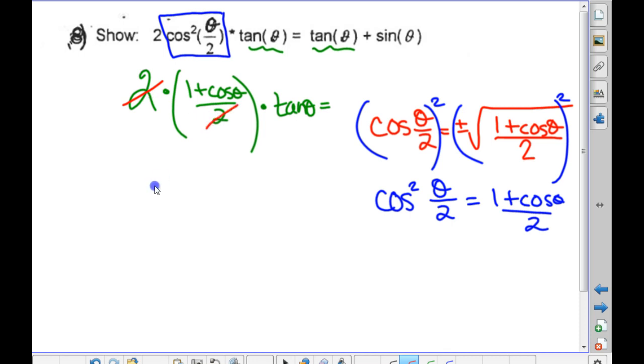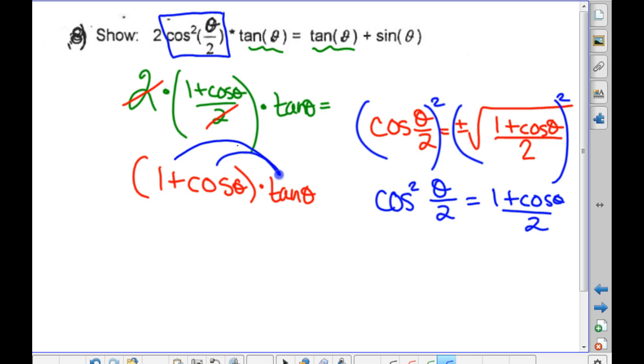A multiplied 2 and a divided 2 could just divide out, right? So then we have 1 plus cosine of theta times tangent theta. What's that making you think we maybe could try? You could make it a sine over cosine if you want, but it's longer actually that way. If you distribute, you get the tangent plus a tangent times cosine. We want a tangent plus something, right?